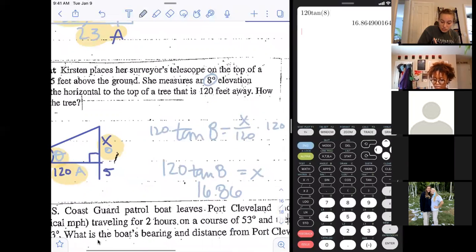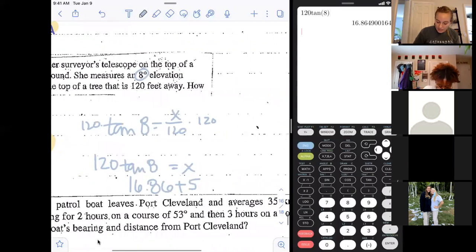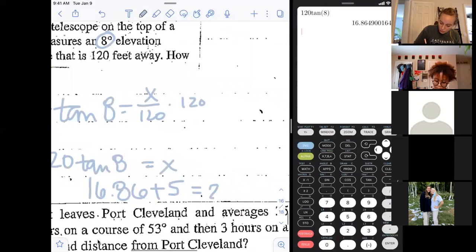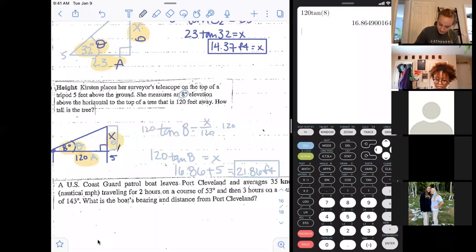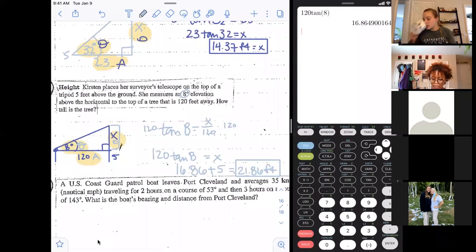But that's just from the top of the tree to where the tripod was. So I'm gonna have to add 5 to that to actually find the entire height of the tree. So 16.86 plus 5 is gonna be 21.86 feet. Anybody questions on that? Going once, going twice.